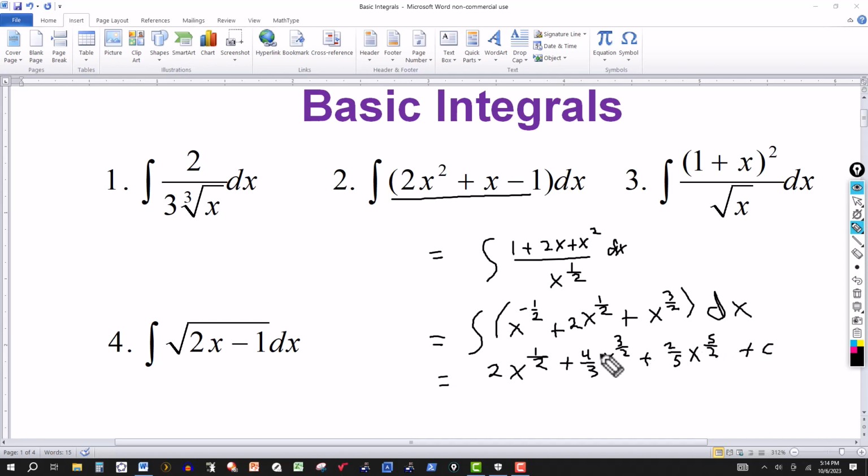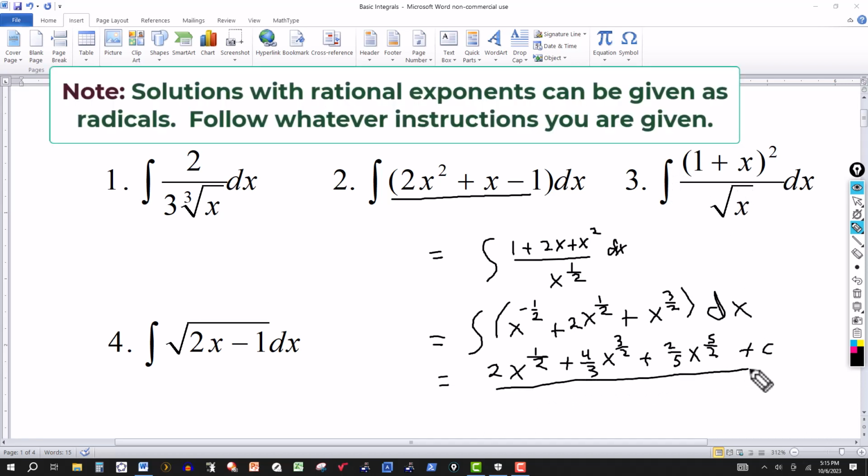integration. You're always going to have a constant of integration when you compute or evaluate an indefinite integral. If you've got a definite integral, say that has limits from 1 to 5 or 0 to 2, there you don't have constants of integration. This is the answer for this one.